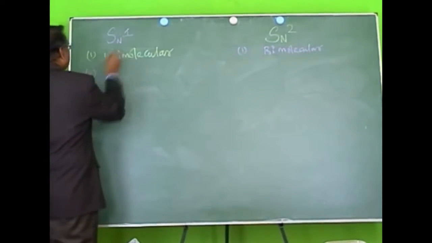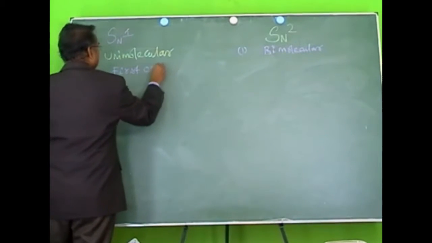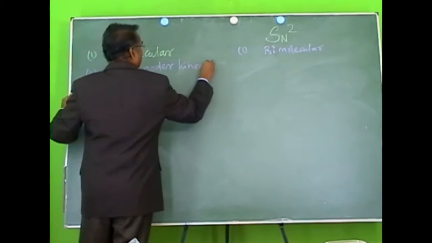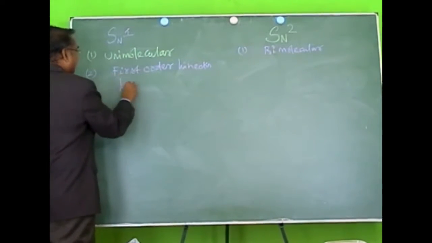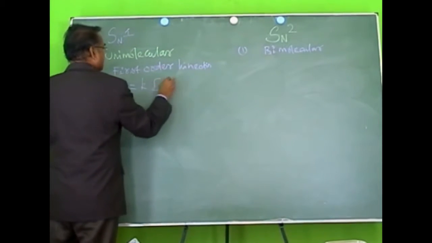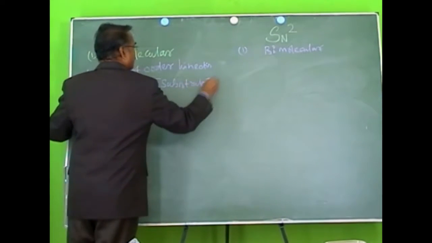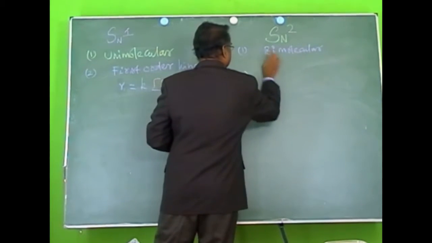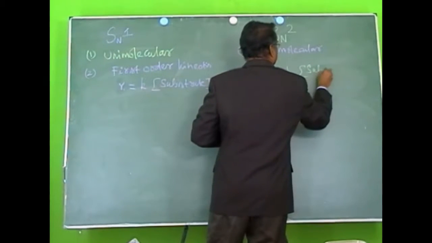The next point: it follows first order kinetics. That means the rate of the nucleophilic substitution reaction SN1 depends only on the concentration of the substrate. Here the rate of the reaction depends on both the concentration of substrate and nucleophile.